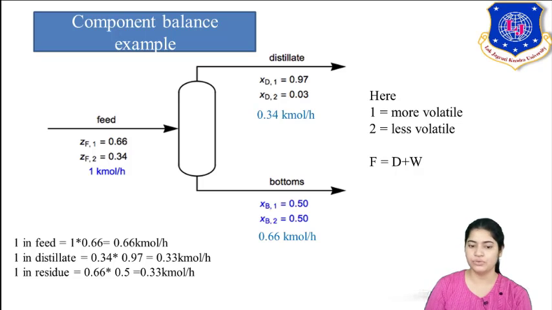Similarly for residue, the molar flow rate of residue into the mole fraction of the more volatile component in residue: 0.66 into 0.5, that is 0.33 kilomole per hour. So you can see how much you have extracted out. Be clear with the material balance, because in sums you have to be very clear with the component and overall material balance. So this is a rough idea of how you will carry out your material balance.